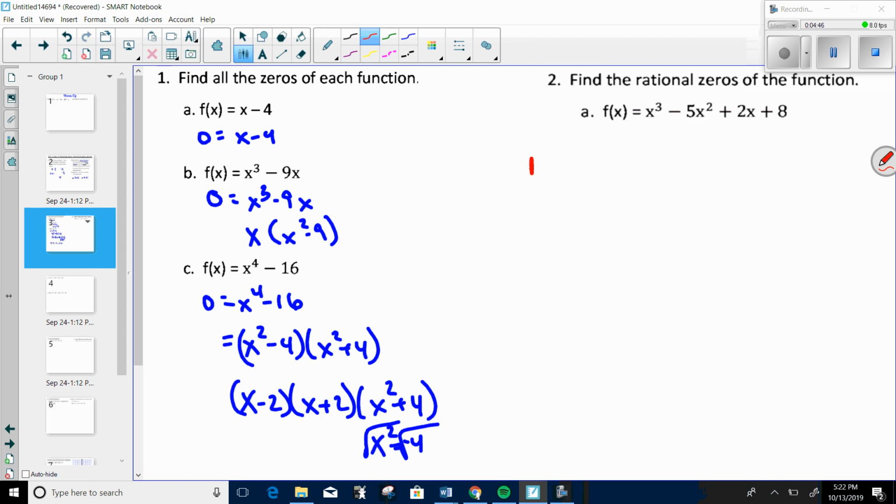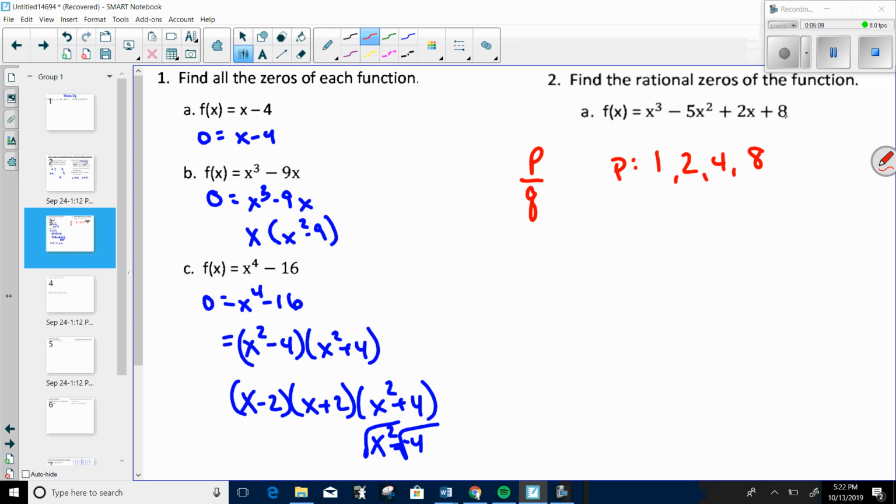So what you have to do is p divided by q. You need to list all the values that could be p. P is the factors of the constant term, so in this case it's 1 and 8, 2 and 4. I always list them in order, 1, 2, 4, 8, from least to greatest.